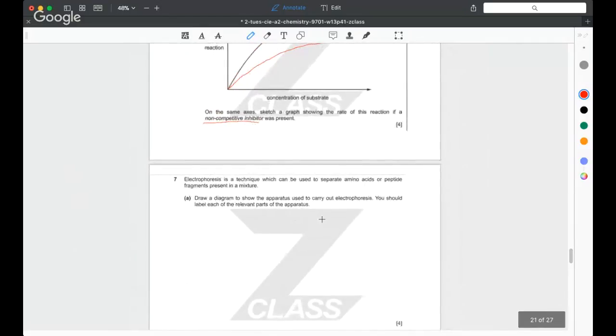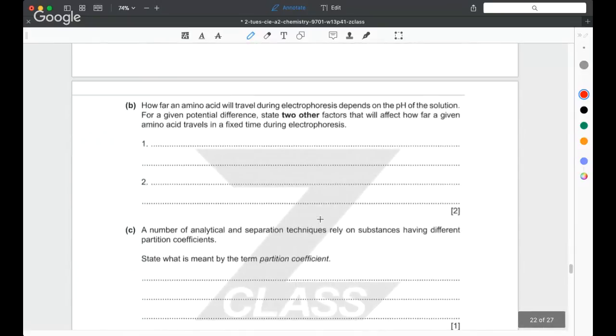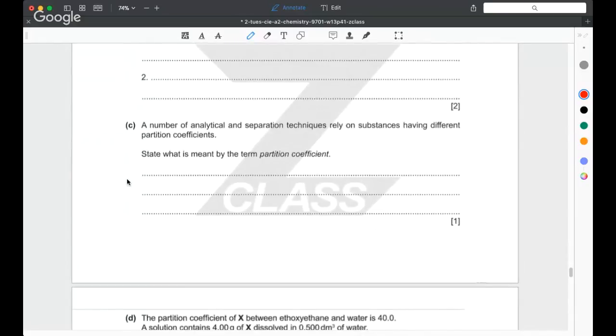Okay, the mark scheme talks you through electrophoresis. That's quite clear. Now, I wanted to spend a bit of time on this work on partition coefficient. Okay, now the thing is, just in the same way when we were dealing with buffers and acids and bases, Bronsted-Lowry acids and bases, all of these things can be understood by using different forms of an equilibrium constant.